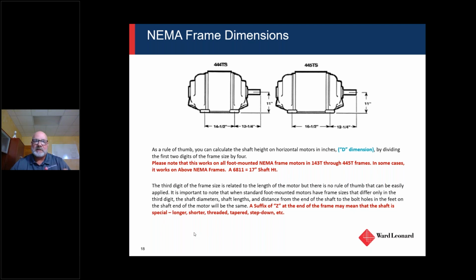So when we hear a TSZ or a TZ or something like that, we're going to ask more questions. Was the shaft longer or shorter? Is it threaded? Is it tapered? Does it have a step down in it? Whatever the case may be, when you get a Z at the end of that, just understand that it is a non-standard type of motor, right?